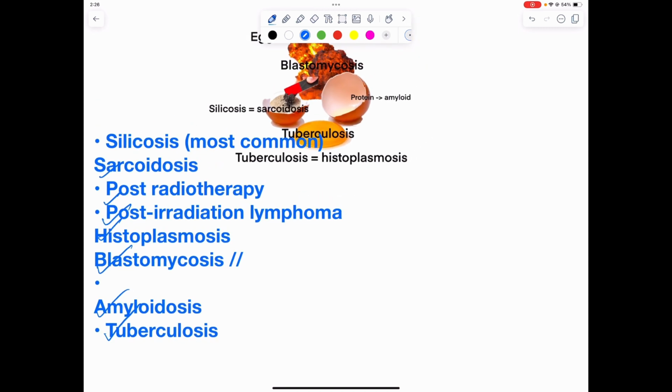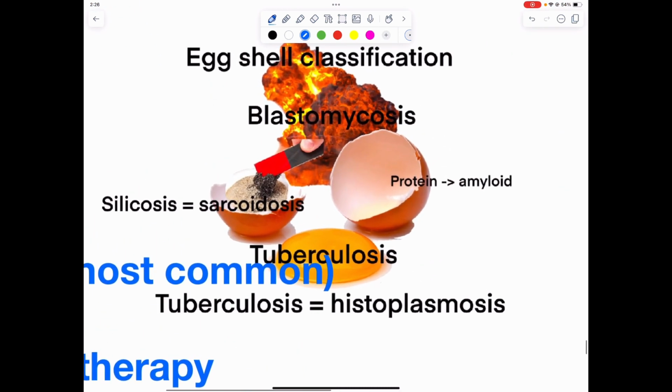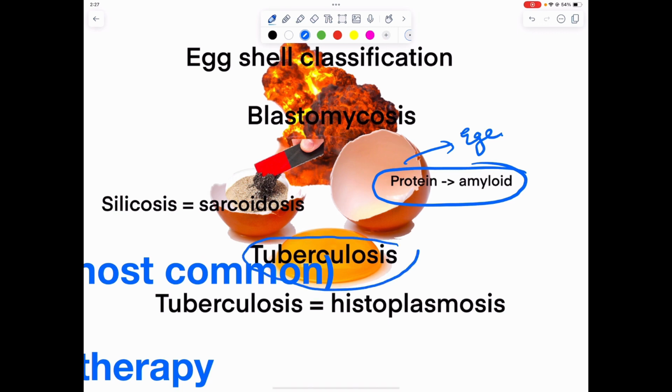So remember how you can remember. We are saying that it is egg shell calcification. So let us bring some egg. So this egg is being broken. Now when egg is broken, there would be some protein part, we can call it an amyloid part, and then there is yellowish part, we can call tuberculosis, because we have yellowish sputum when we cough in tuberculosis.